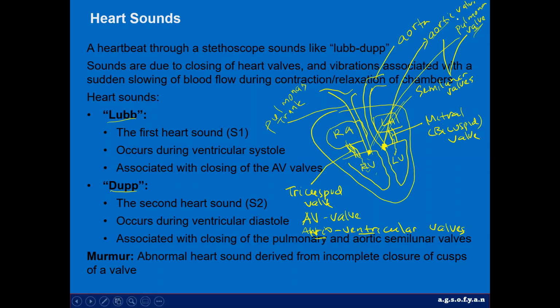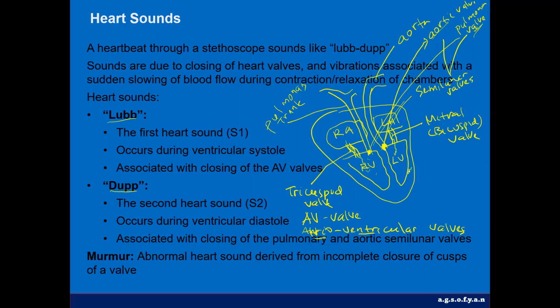Okay, now we go back to this process. When the right atrium and left atrium contract, they send the blood down to the ventricle. At this time, the AV valves, the tricuspid and bicuspid valves, will be open, and the blood will fill the ventricles. From the ventricle, the blood will be pumped to the aorta and pulmonary trunk.